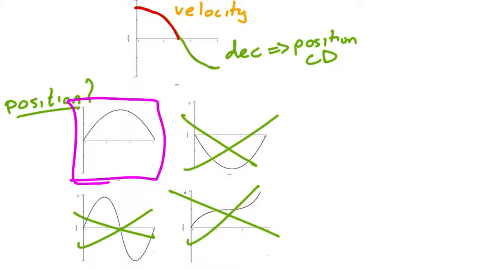Here, notice that it's positive, which means that it would have to be increasing. This one is. And here it's negative, which means that it would have to be decreasing, which, again, this one is.